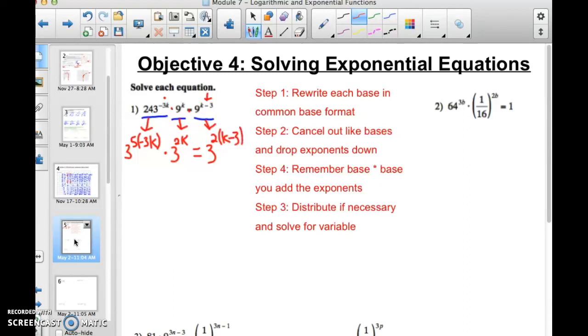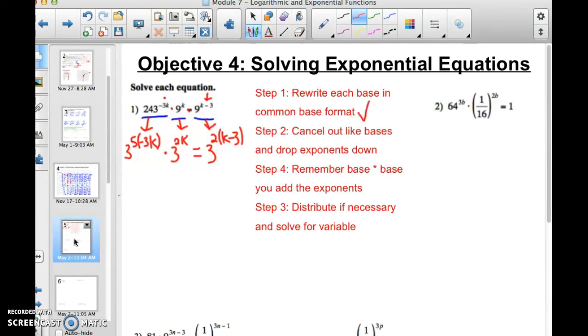So, I have done step 1 correctly. I have rewritten each base of the equation in a common base format. In this case, the common base of 243 and 9 was 3. 243 was rewritten as 3 to the 5th. 9 was rewritten as 3 squared.